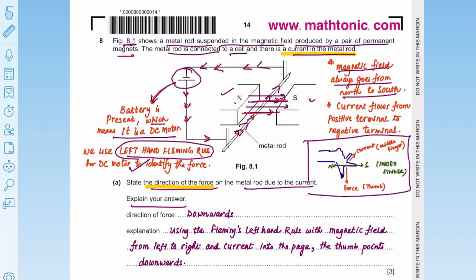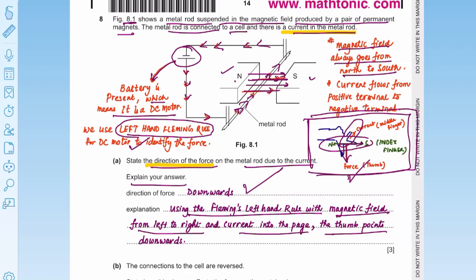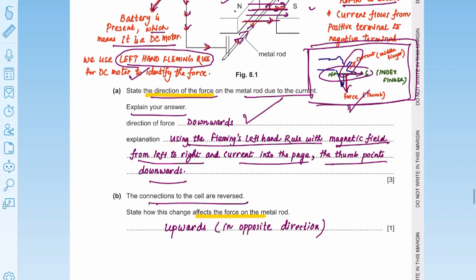Now the left hand Fleming rule says that this index finger will show the magnetic field, this middle finger will show the current, and this downward thumb will determine the force. Definitely your direction of force is downwards. Correct. So using Fleming's left hand rule, the magnetic field is from left to right and current into the page, and the thumb points downwards. Got it?